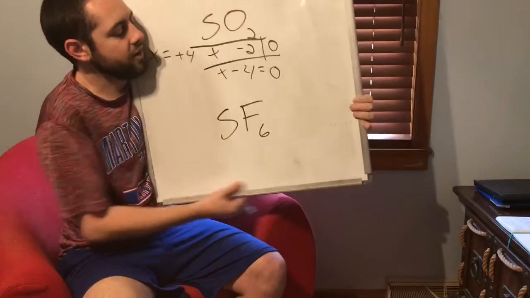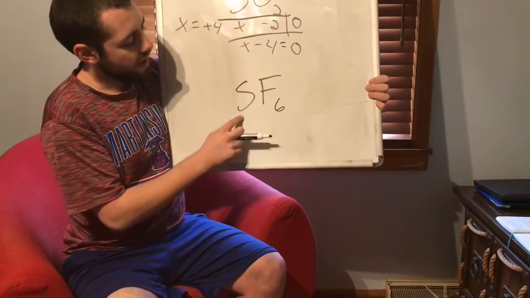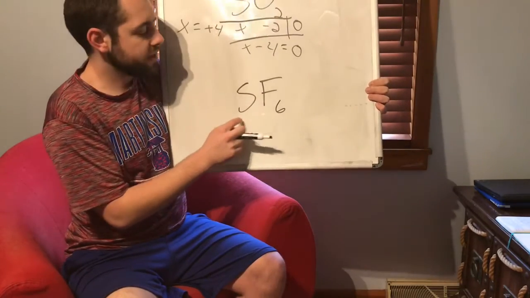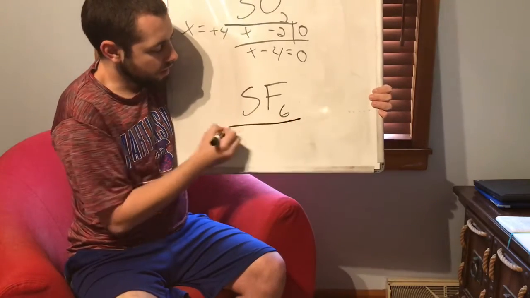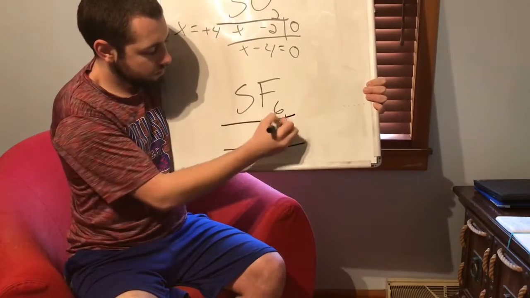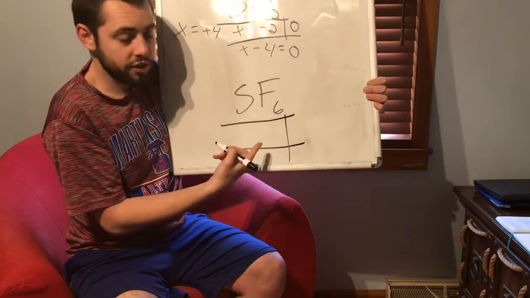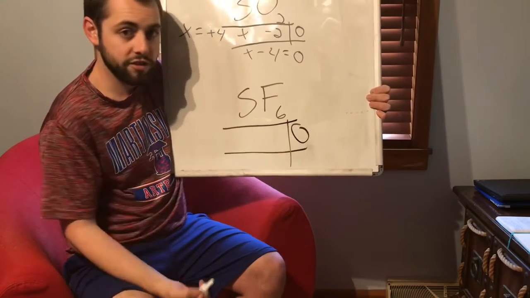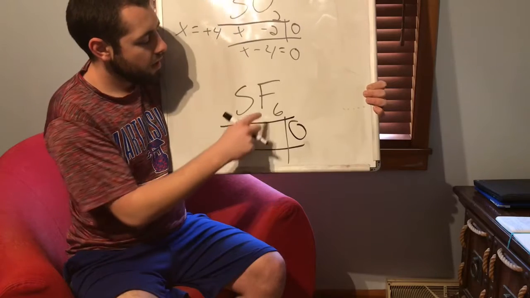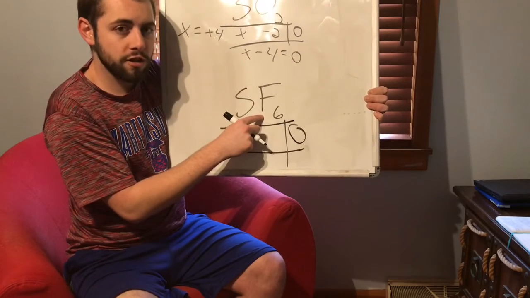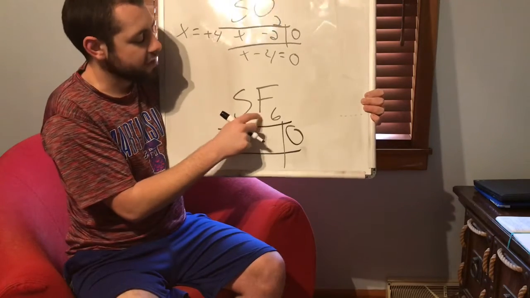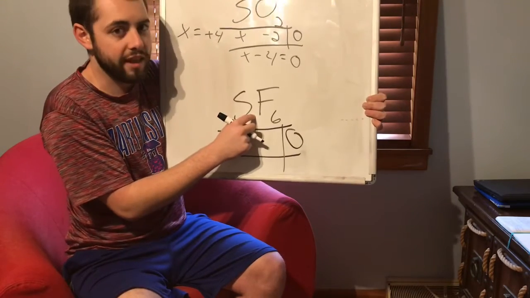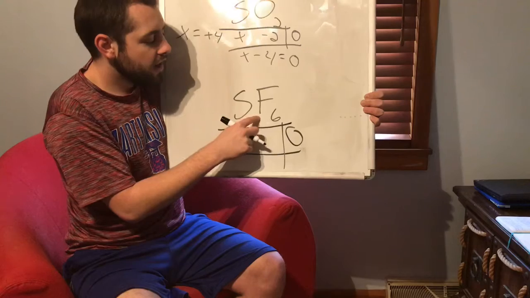Let's try this last one here. SF6, sulfur hexafluoride. I'll set up my railroads. This is a neutral compound, so I'm going to set it equal to 0. I do have a rule about fluorine. Fluorine is the most electronegative element. Fluorine is king, or queen if you prefer.